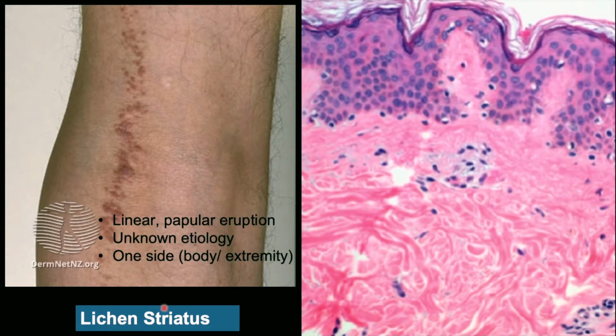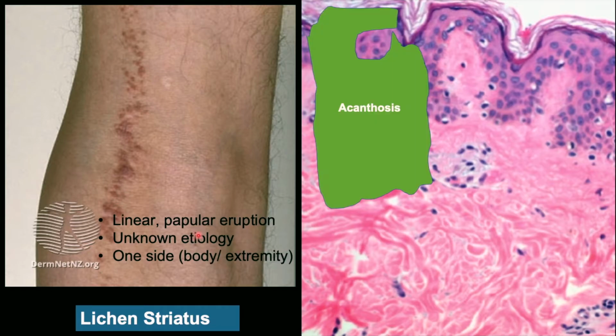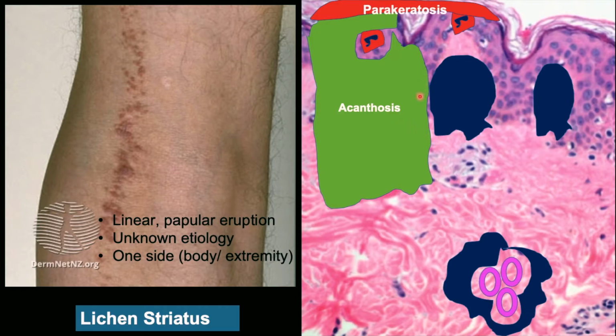Lichen striatus, also, the clinical picture is unique because it is a linear papular eruption on one side of the body. On histology, we see acanthosis with parakeratosis and dyskeratotic cells in the basal cell layer, in addition to the well circumscribed inflammation in the superficial dermis, like lichen nitidus.